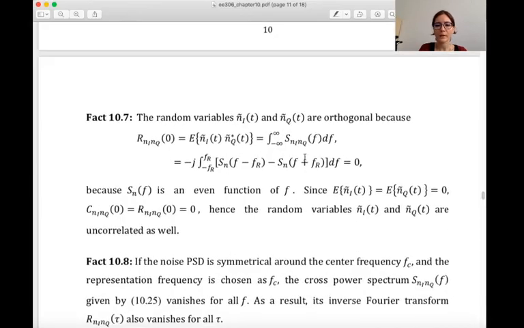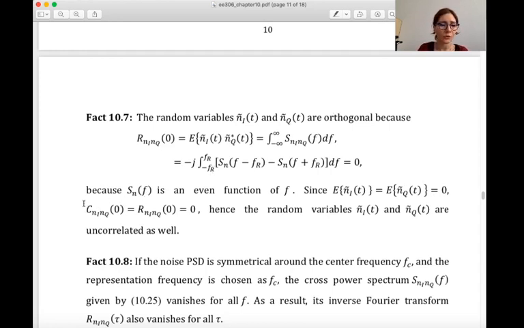So this is why this integral is going to come as 0. Again, it's written here, Sn of f is an even function of f. Here we show the orthogonality, ni times nq is equal to 0 at any t value. But then let's also remember that these are zero mean processes, so the expectation of ni and the expectation of nq are both 0. So the orthogonality argument becomes the same as the uncorrelatedness argument.